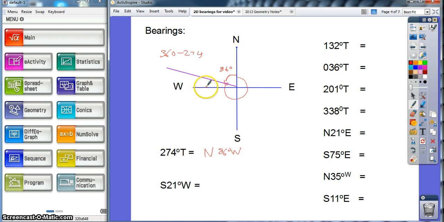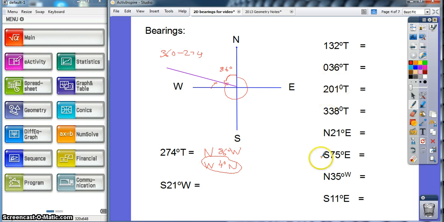It is still correct. You could, for instance, start at west and go towards north. See if you can work out what that angle would be while I'm doing it there. It would be 4 degrees north. But this is not terribly common, really. We generally go from north or south.